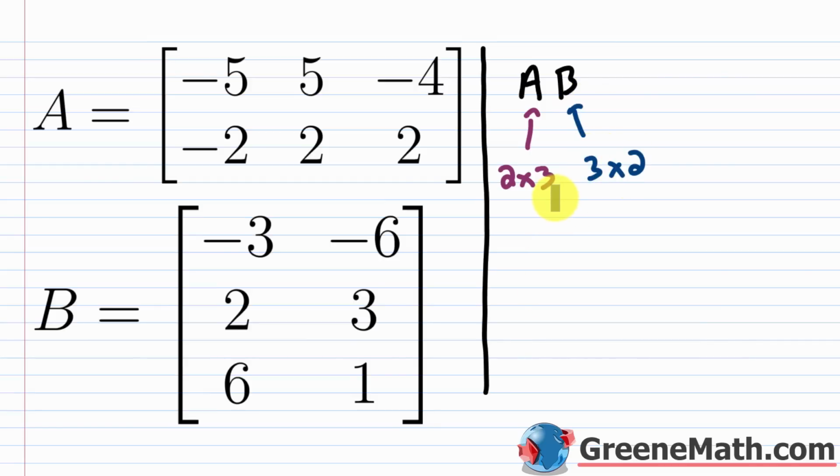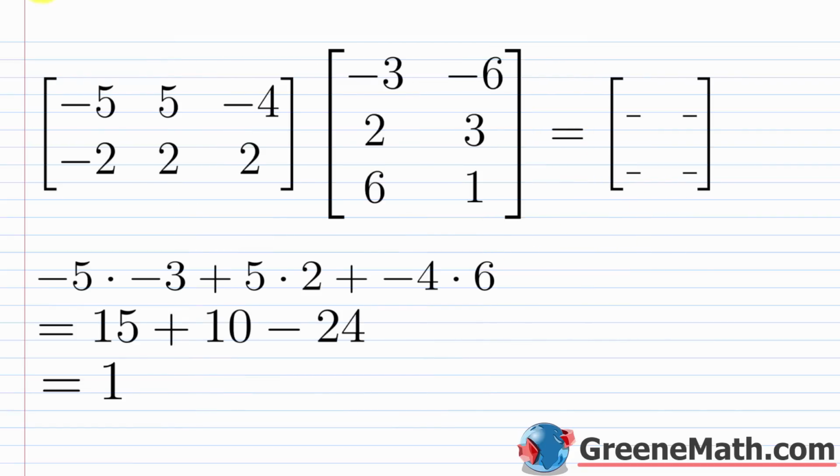So just look at what's on the inside. Right here, this is the columns for A, and this is the rows for B. Does that match? Yes, it does. So that means we can perform the operation. And if you want to know the order of your product matrix AB, you look at the outside. This is the number of rows, and this is the number of columns. So it's going to be a 2 by 2 matrix in terms of the product matrix AB.